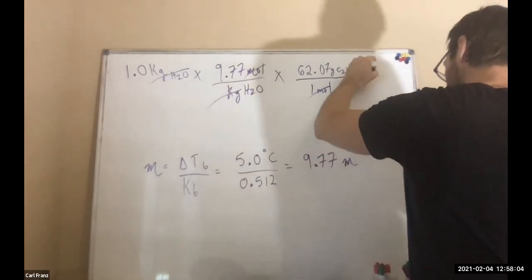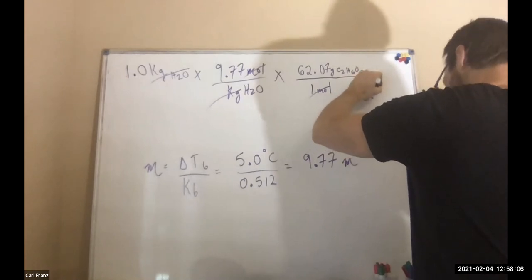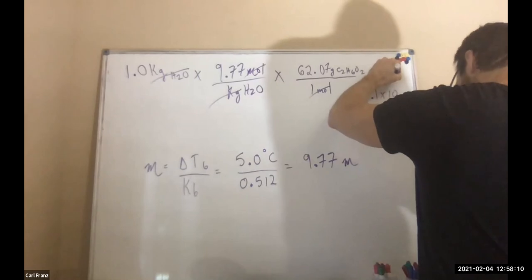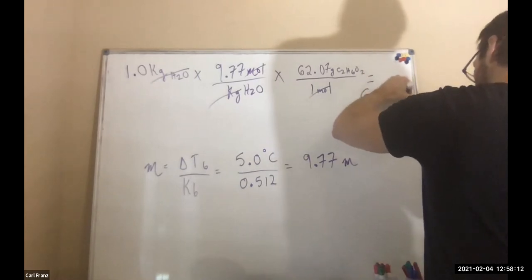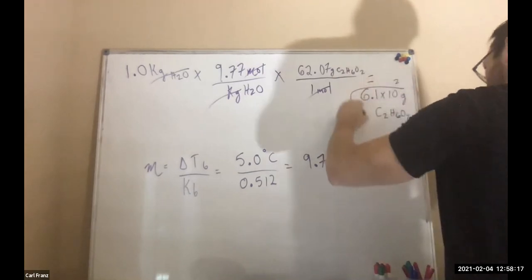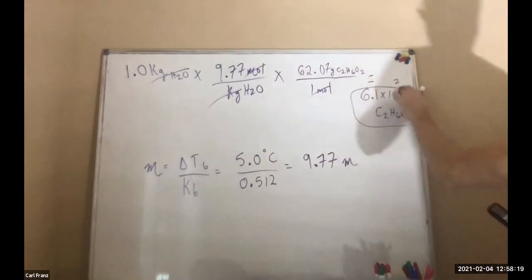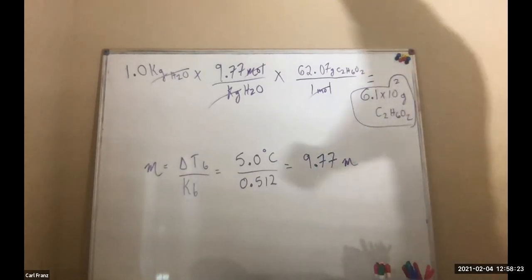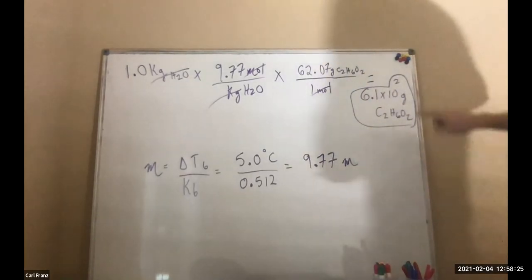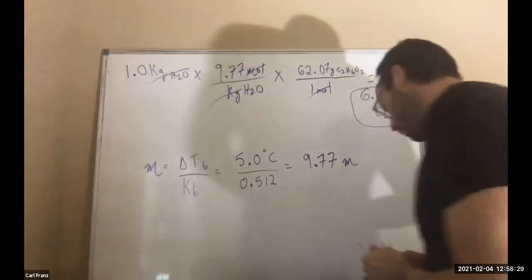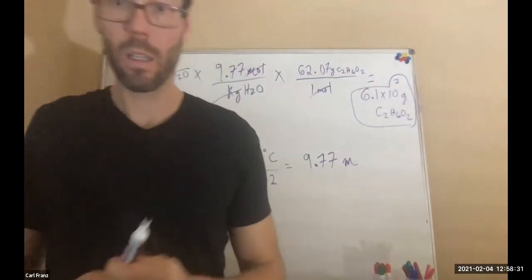I get 6.1 times 10 to the 2 grams of C2H6O2. Oh, gotta get my exponent in there. There we go. Okay. So that's the mass of ethylene glycol that we would need to raise the temperature.